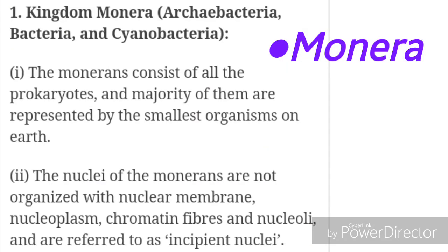The kingdom Monera consists of archaebacteria or primitive bacteria, present-day bacteria, and cyanobacteria or blue-green algae. The Monerans possess prokaryotic cells. They do not contain a well-organized nucleus. This kind of nucleus is called incipient nucleus, that is, containing genetic material without nuclear membrane and nucleoplasm.